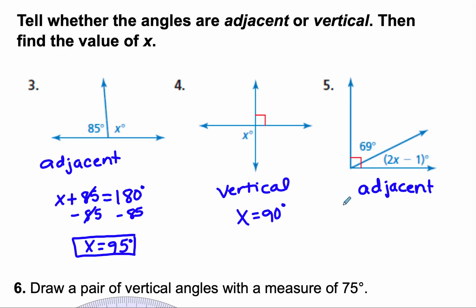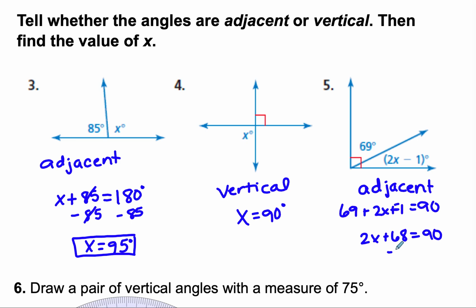So I'm going to write 69 plus 2x minus 1 equals 90. Okay, I'm going to combine my like terms. So I have a 69 and a minus 1. If I want to do a boom boom, make that plus negative 1. 69 plus negative 1 is 68. So I have 2x plus 68 equals 90.